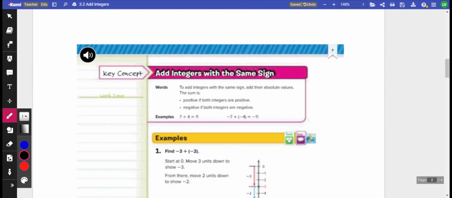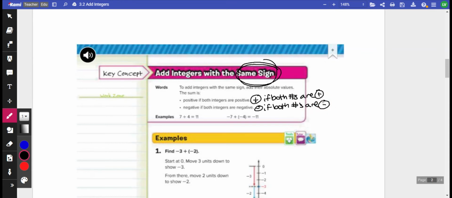So add integers with the same sign. Key part right here is the same sign. To add integers with the same sign, add their absolute values. The sum is positive if both integers are positive. Negative if both integers are negative. So again, positive if both numbers are positive. Negative if both numbers are negative.